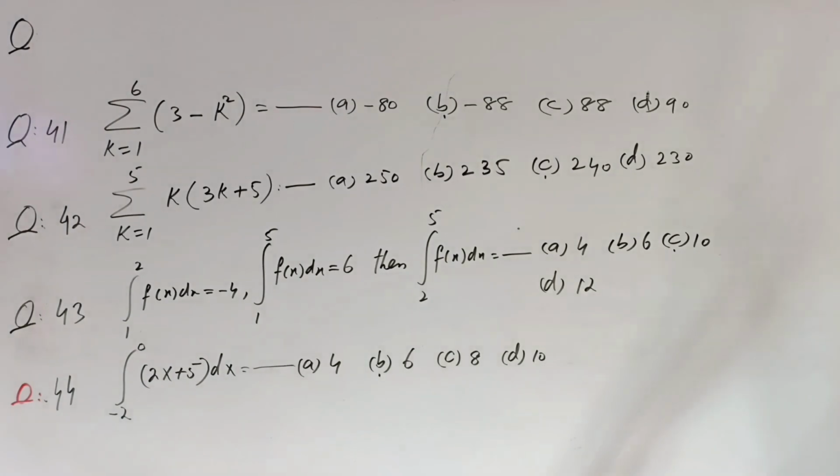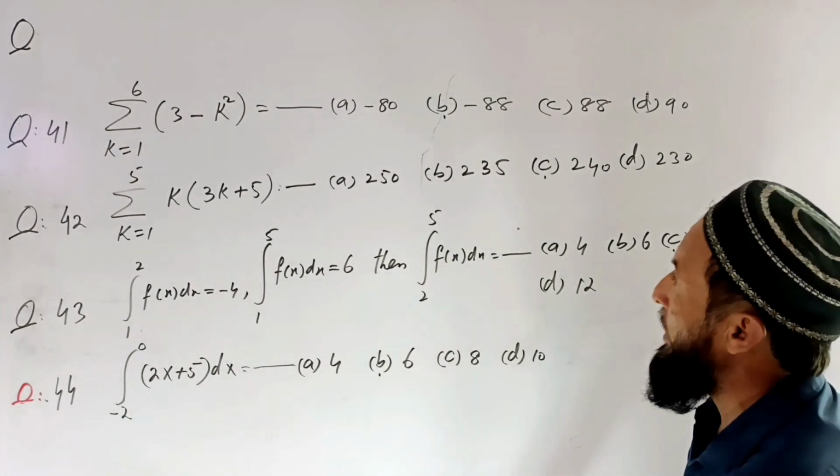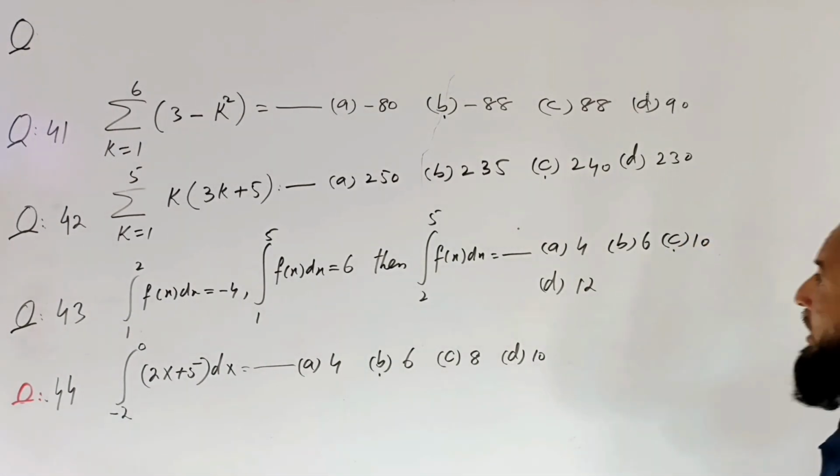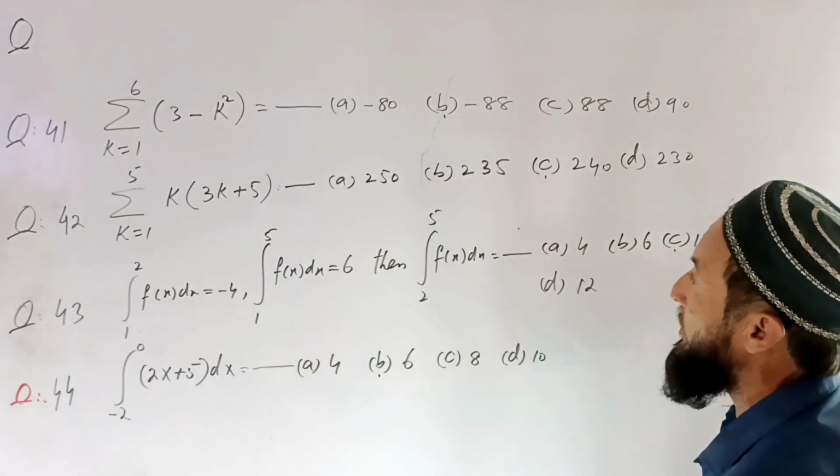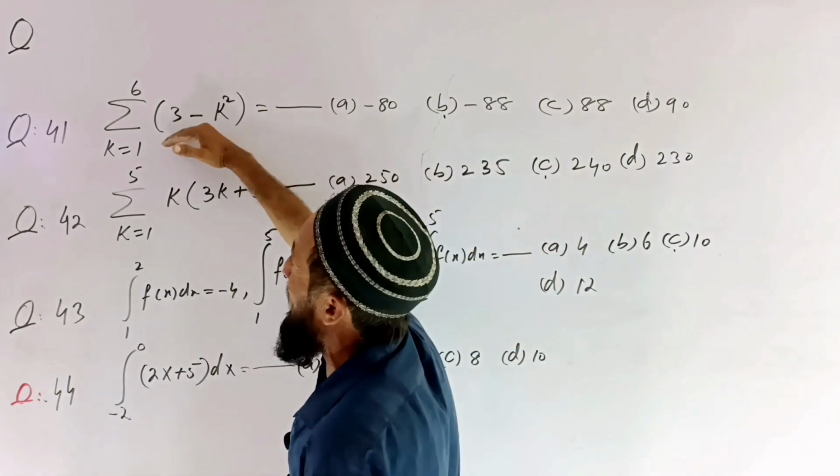Next, summation k equal to 1 up to 16 of 3 minus k square. First of all, we open the brackets and apply the summation.